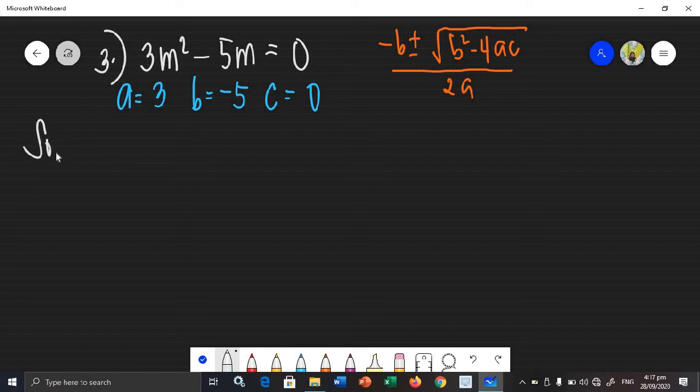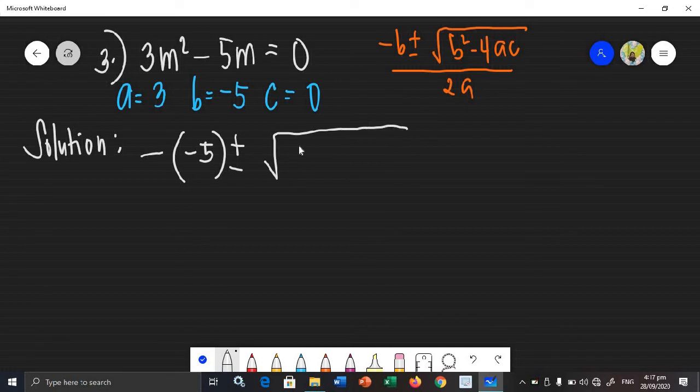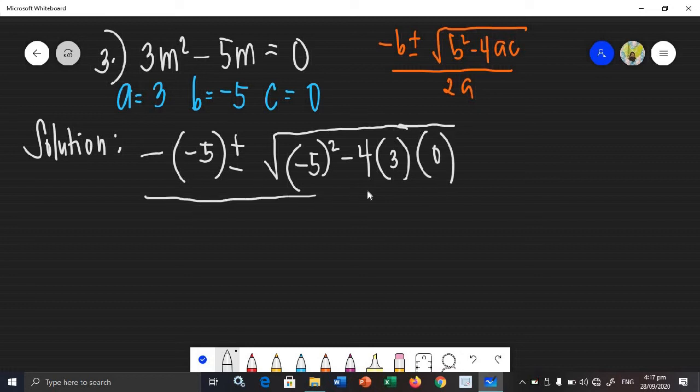So our solution will become like this. So I'm just going to directly substitute everything now. So negative, and then the value of your B is negative 5. Positive, negative, square root of your B is negative 5 squared minus 4. Your A is 3. Okay? And then your C is 0. All over 2A. Substitute na nga pala. 3. Your A is 3. Okay?